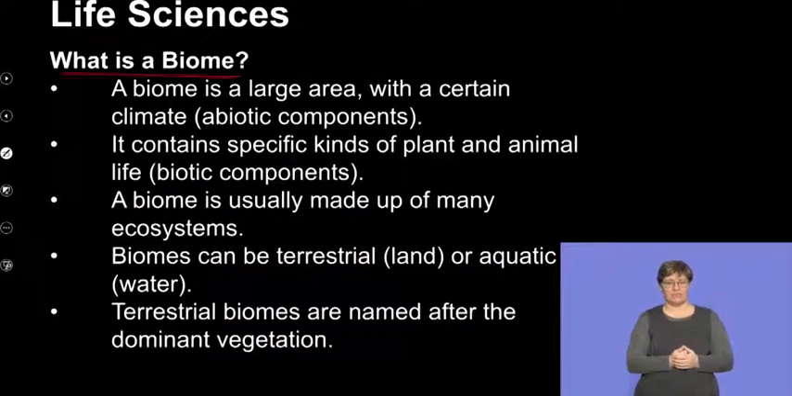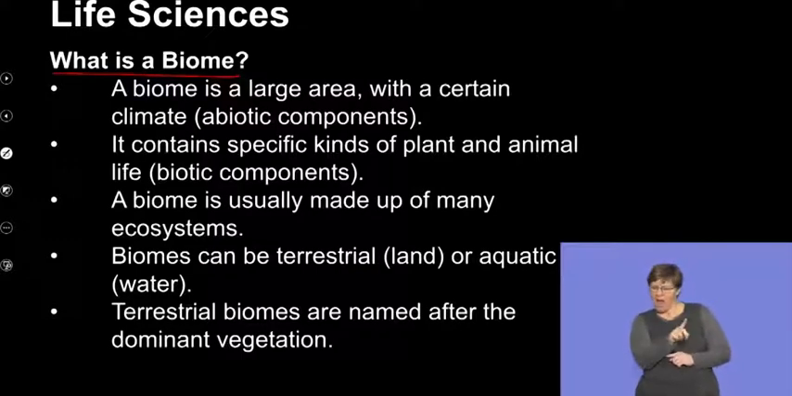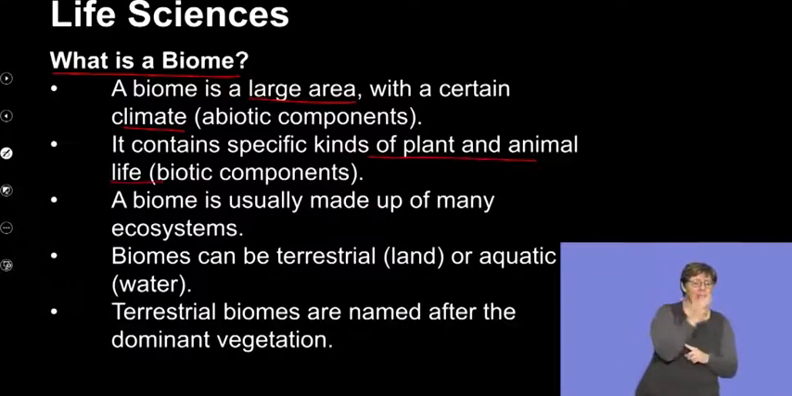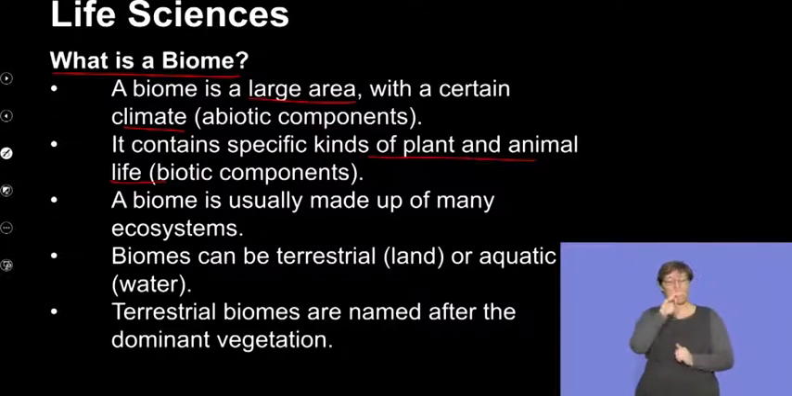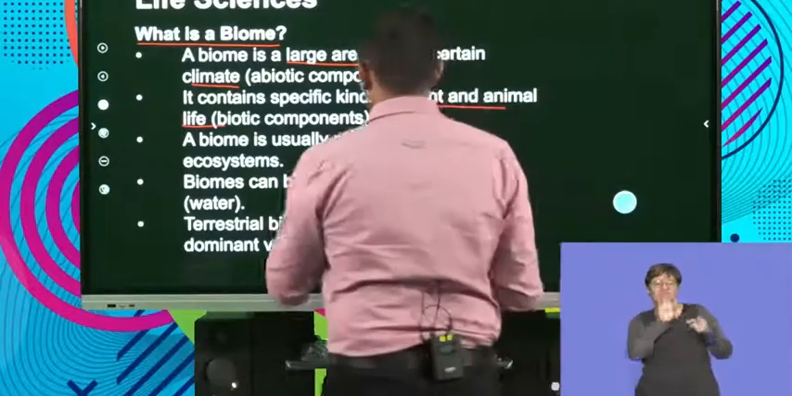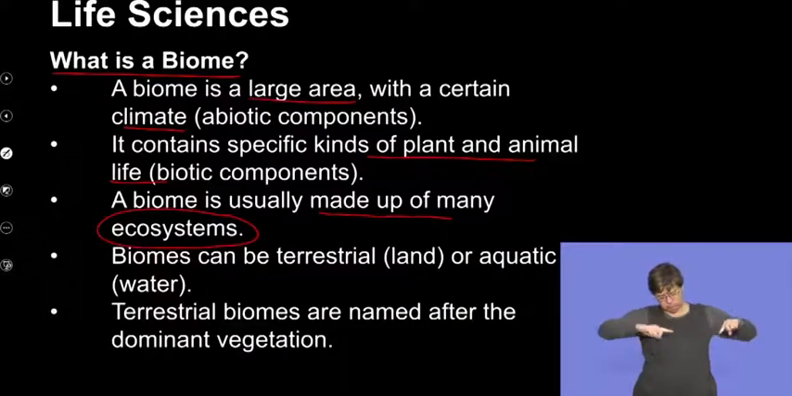As we get into the lesson and we unpack what biomes are and the different types of biomes, it's important that we recognize what a biome is. A biome is a large area with a certain climate, which is the abiotic components. Also, it refers to the specific kinds of plants and animals that are found typically in that area. So biomes are often distinguished by the type of plant and animals that are found in that area. A biome is usually made up of many ecosystems, so we have many ecosystems forming part of a biome.